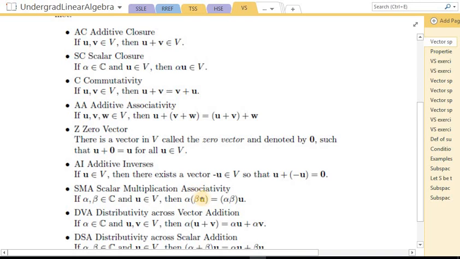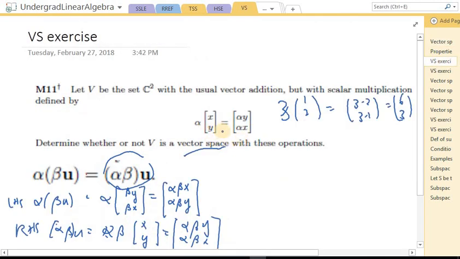What this says is that if I multiply a vector times a constant, then multiply by another constant, that's the same thing as multiplying the constants together and getting a vector. Now let's see if that equation holds in our new vector space with our new scalar multiplication. So let's try to verify this equation. So let's say u is xy, and we multiply first by beta and then by alpha.